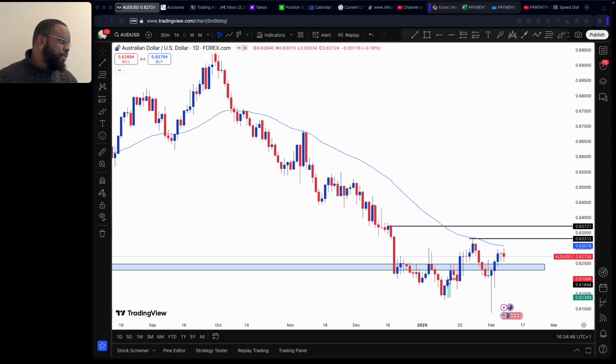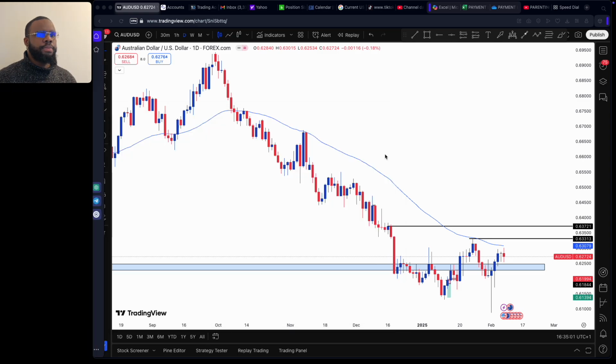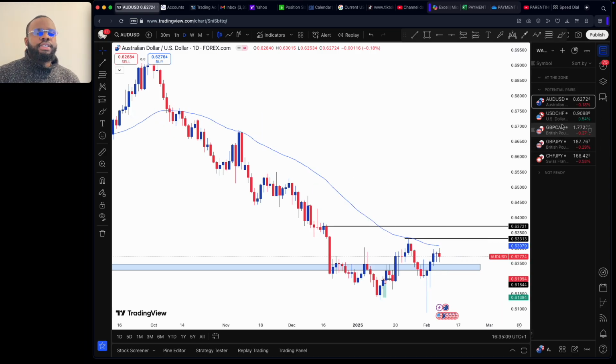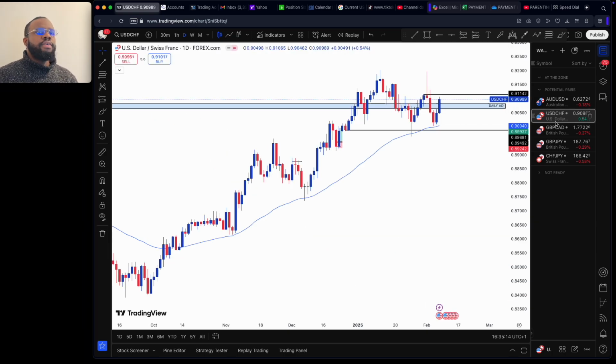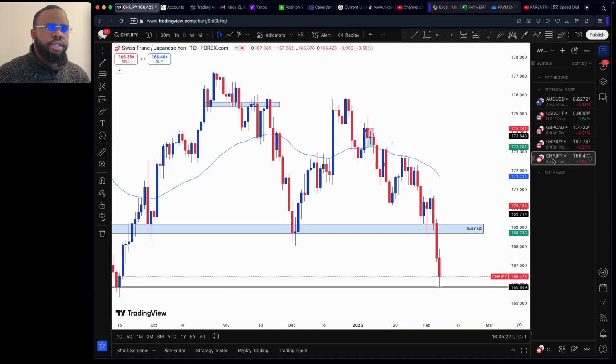To be precise, let me pull out the calendar. So for the week from the 10th to 14th, I'm going to be doing analysis of the pairs we should watch out for in order to capitalize off of the movement and make some dough. The pairs I'll be analyzing are going to be AUD USD, USD CHF, GBP CAD, GBP JPY, and CHF JPY.